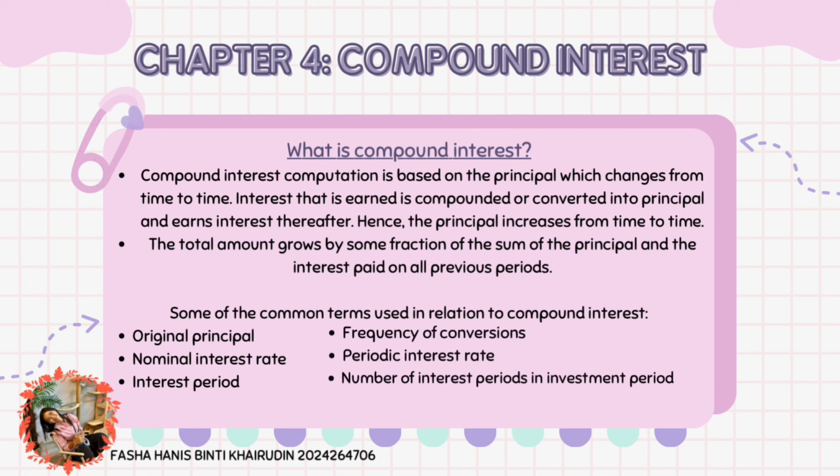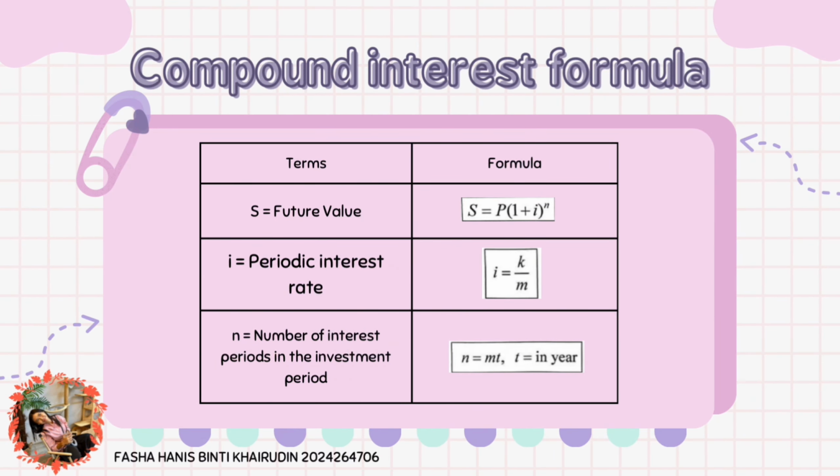The total amount grows by some fraction of the sum of the principal and the interest paid on all previous periods. Here are some of the common terms used in relation to compound interest: original principal, nominal interest rate, interest period, frequency of conversions, periodic interest rate, and number of interest periods in investment period. Here are the compound interest formulas.